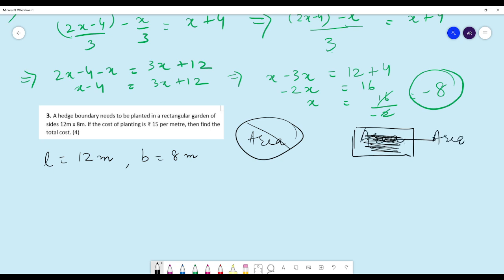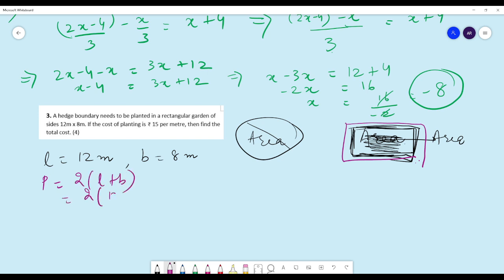This is the area. When we are talking about a boundary, we are talking about the perimeter. So it is this that you are supposed to find out. The boundary is the perimeter. So you know the formula for perimeter is twice length plus breadth. That makes it twice 12 plus 8. This is equal to 40 meters, right? And the cost of fencing is 15 rupees per meter. So simply multiply it. 40 into 15 equals to rupees 600.